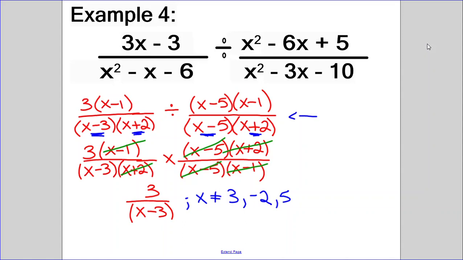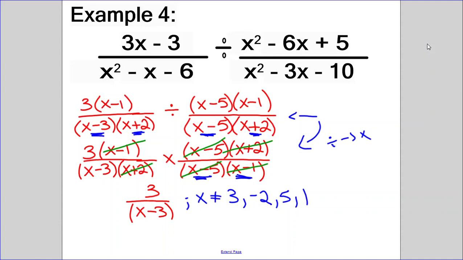Now, in my next step, notice that we changed the division to a multiplication. So now I have 2 different values that are down here that I have to compare against. Well, we already did the 5, but we haven't done the 1 yet. So 1 is a non-permissible value as well.